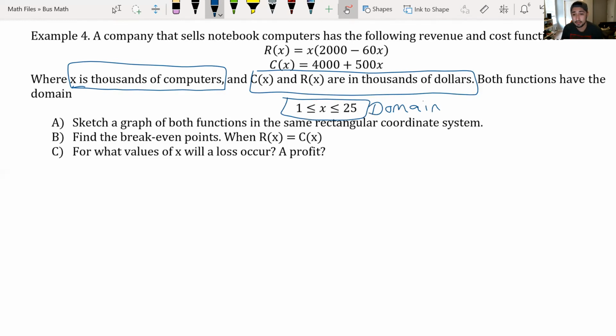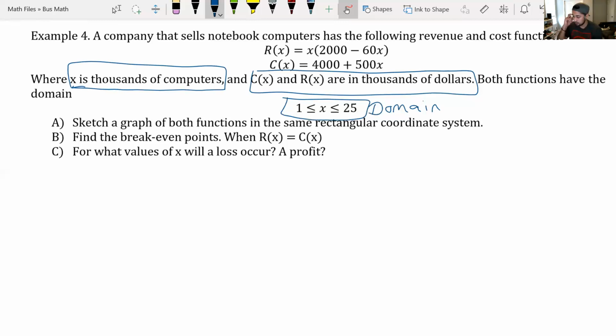So if we have to graph this, this is telling us what x values to use. It's telling us to use numbers between 1 and 25. Easy enough. Okay, sketch a graph of both functions in the same rectangular coordinate system.